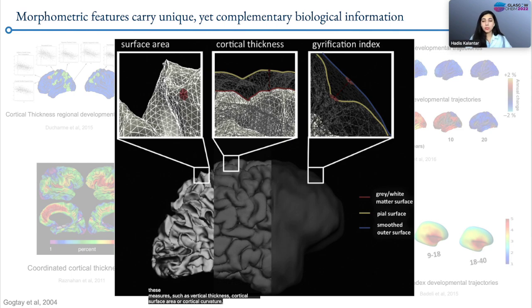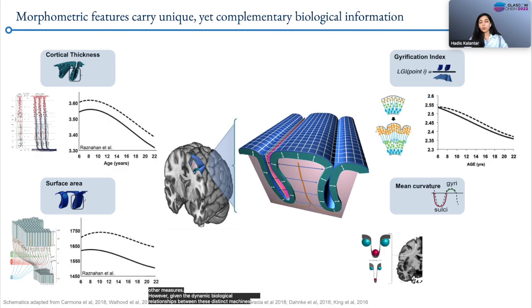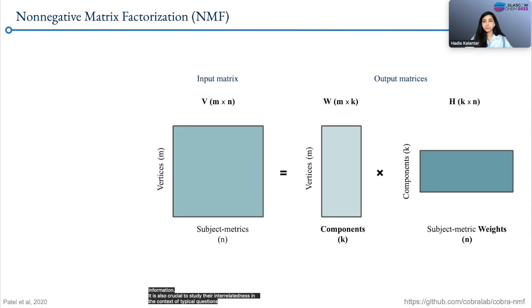And as a result, we know a lot about these measures and how they develop in the absence of other measures. However, given the dynamic biological relationships between these distinct morphometric properties, and importantly, each carrying specific yet complementary neurobiological information, it is also crucial to study their interrelatedness in the context of typical cortical maturation.